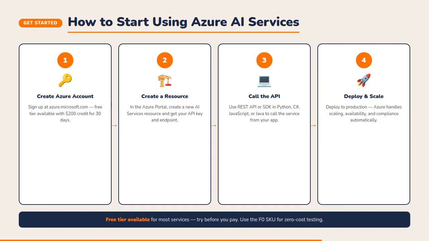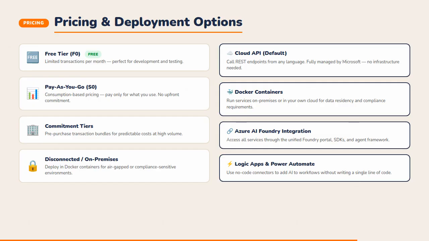Step 4. Deploy to production. Azure handles all the scaling, availability, and compliance automatically. And remember, a free tier is available for most services. Use the F0 SKU to test at zero cost before committing.